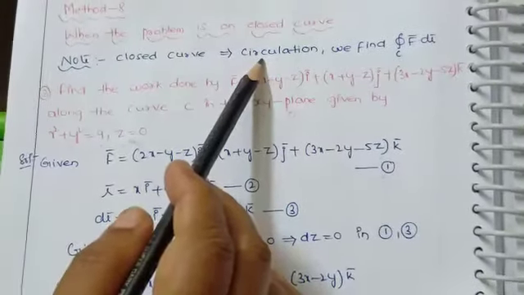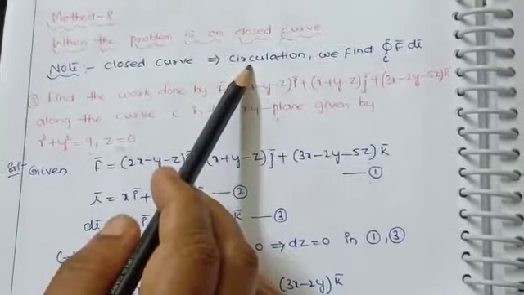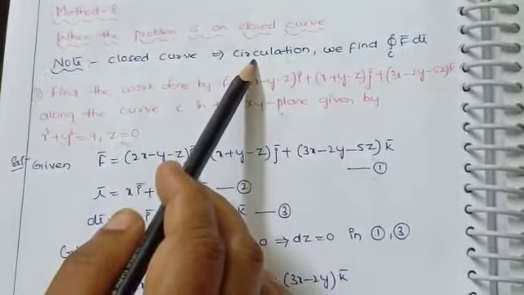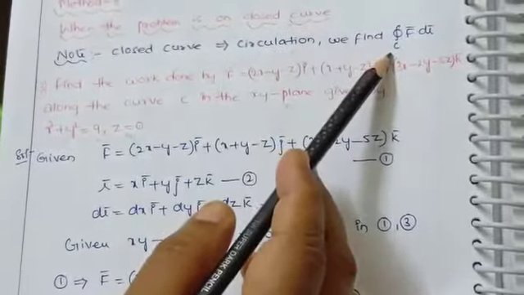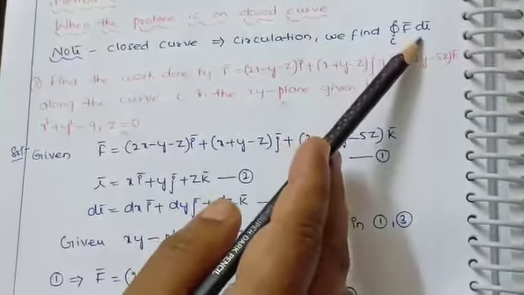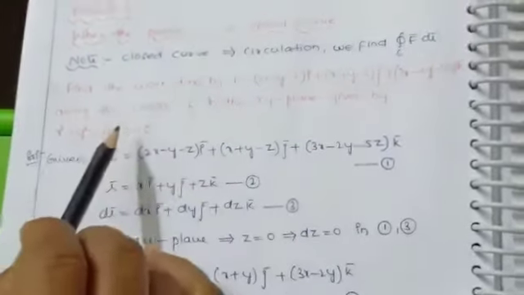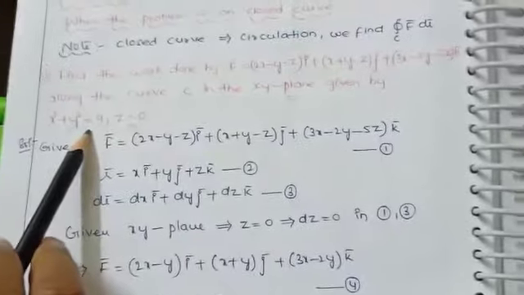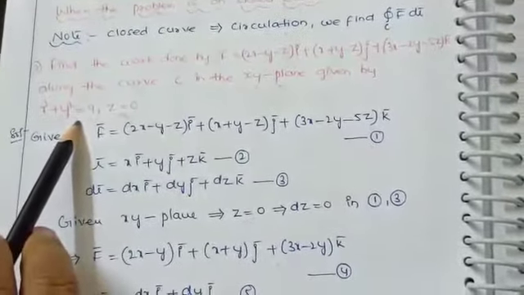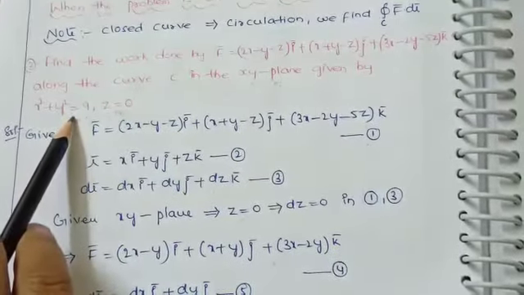Means the question can be asked find the work done, or the question can be asked find the circulation to a given vector function. For circulation also, the formula will be given as line integral f bar dot dr bar. In this method 8, the first case we are discussing is the circle equation. When the question is given in the form of circle, how are we going to simplify the question?